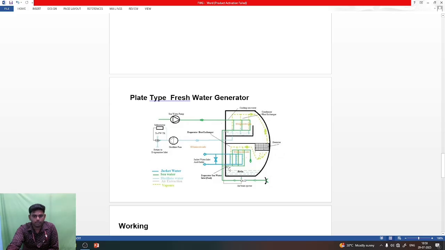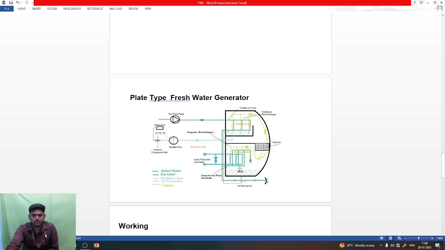Here the jacket cooling water inlet goes inside. The jacket cooling water is at 80 degrees Celsius, and inside the chamber we have already created a vacuum by the air brine ejector. So here the water gets hot and the boiling temperature is attained, and once the seawater has evaporated, the vapor goes to the condenser through the demister.